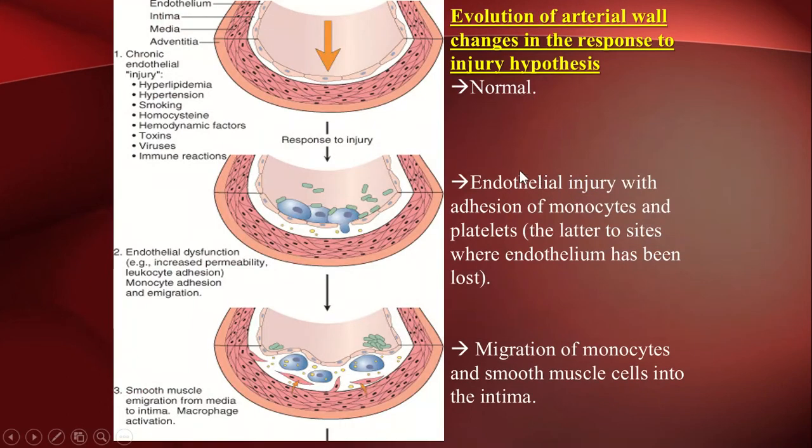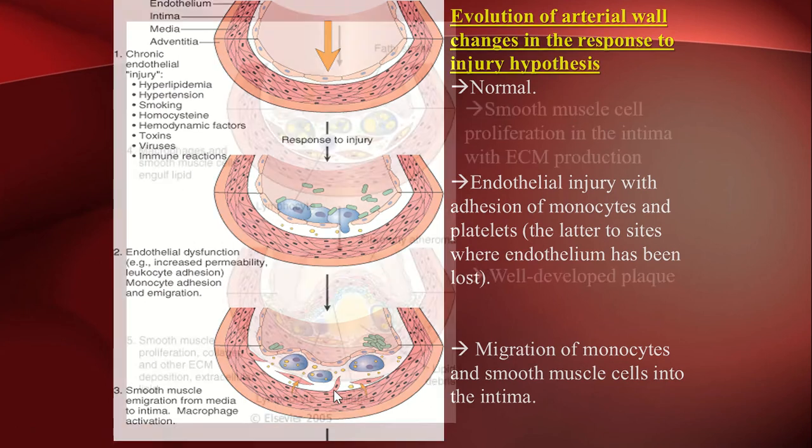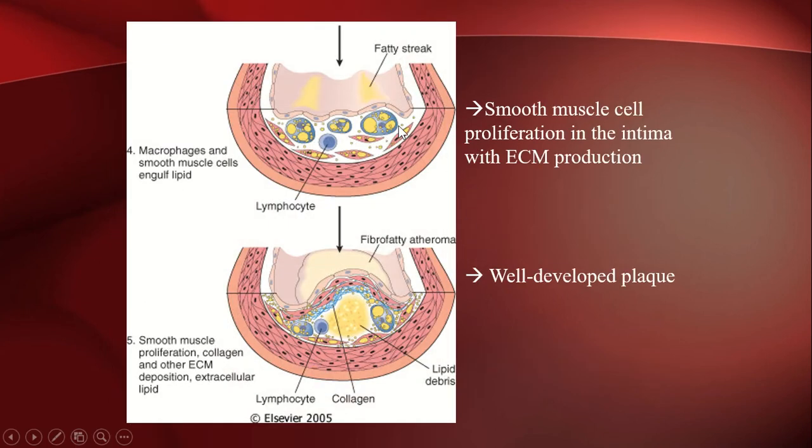Also the illustration of the formation of the fibrofatty plaque. Here you see the normal blood vessel. Here you see the start of the endothelial injury with the adhesion of the monocytes and platelets, the migration of the monocytes and smooth muscle cells into the intima, and smooth muscle cell proliferation and the extracellular matrix production. And here finally we see the well-developed atherosclerotic plaque.